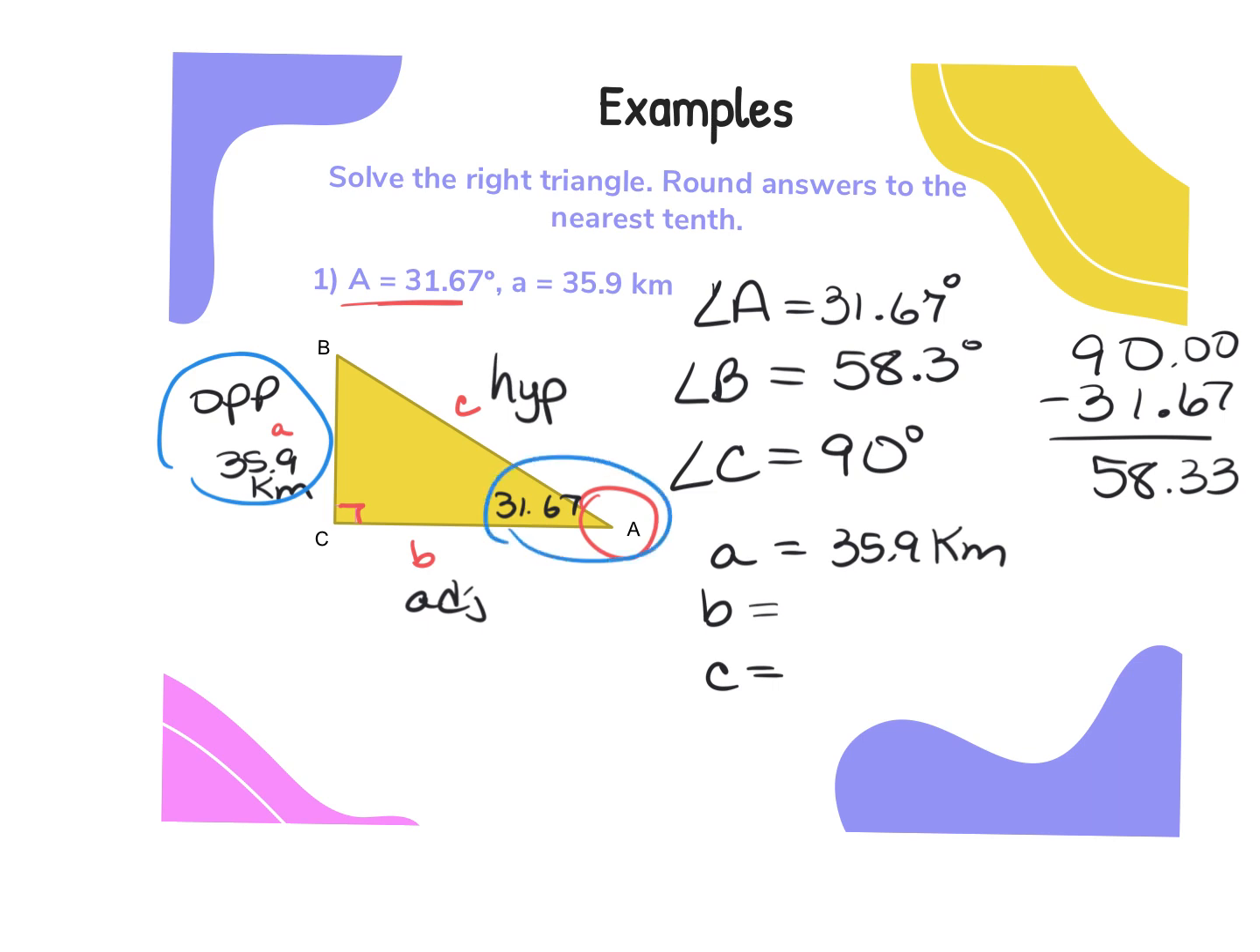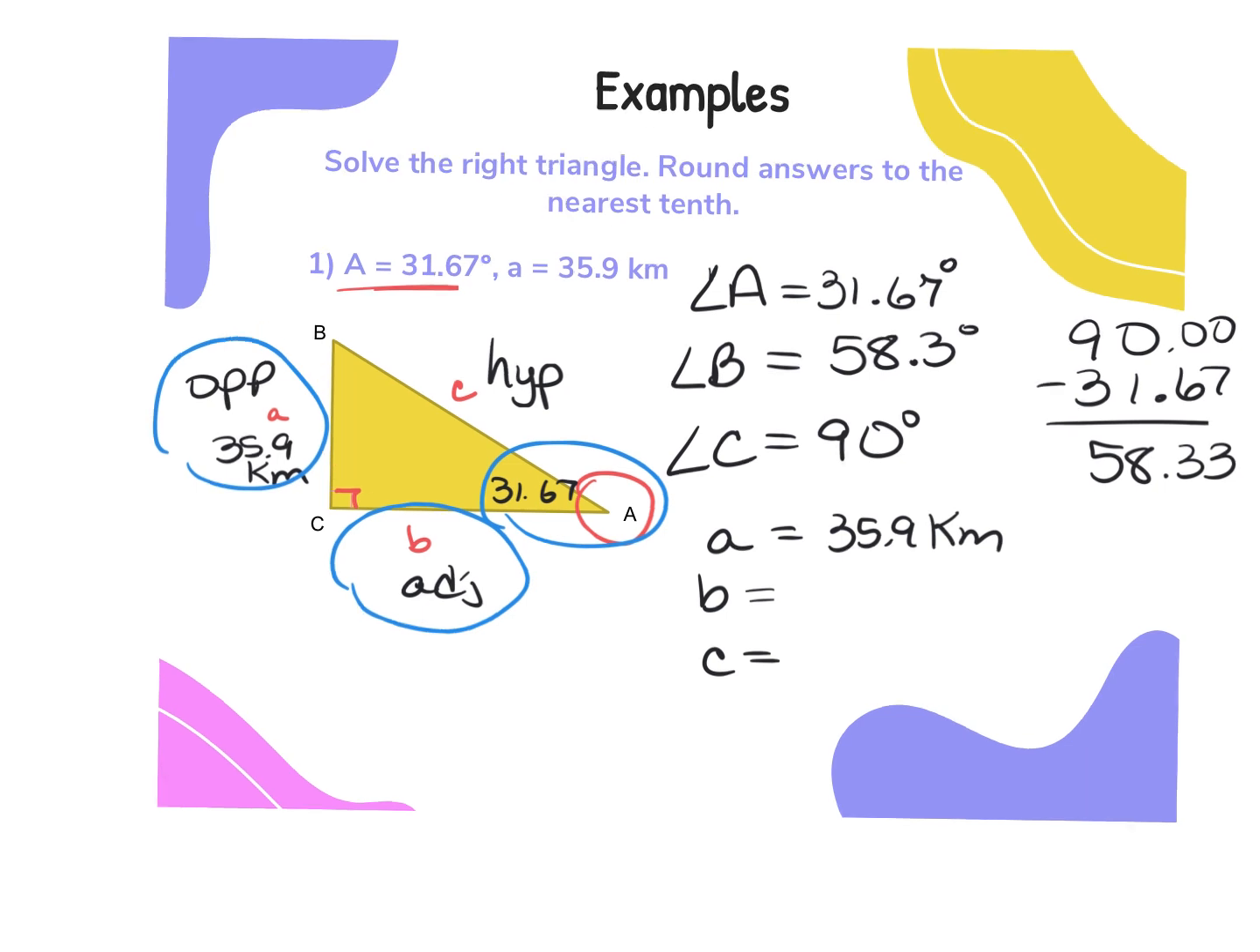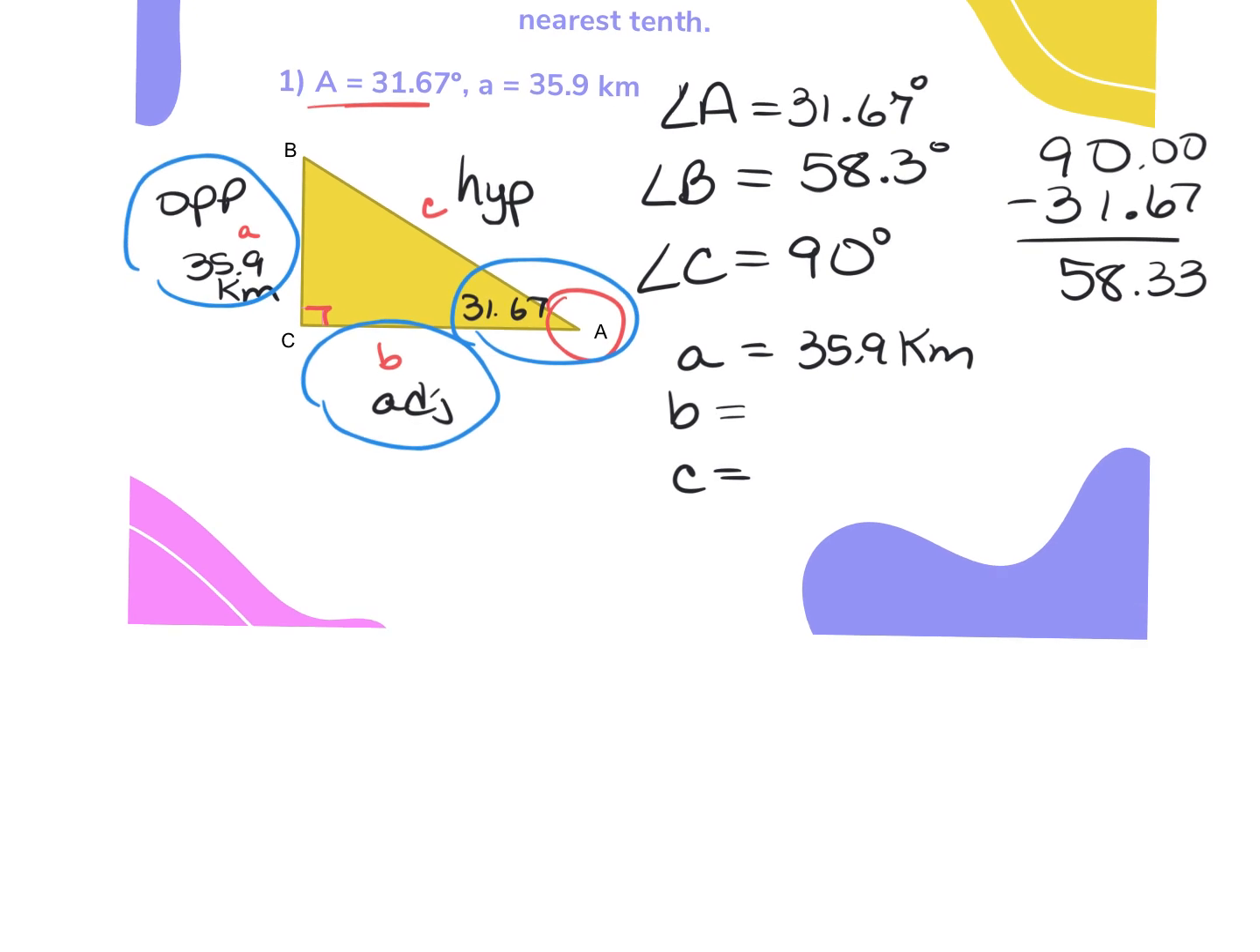So to find little b, which one of the SOHCAHTOAs uses opposite and adjacent? Tangent. So to find little b, we're going to do tangent of 31.67 is equal to opposite over adjacent, which is 35.9 over b, and b is what I'm solving for.